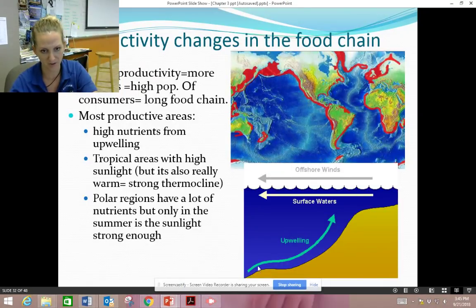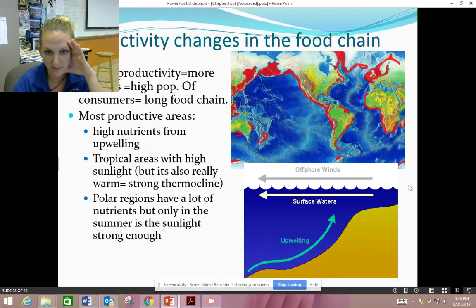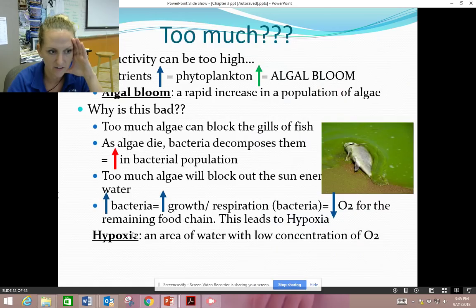Here's a picture of upwelling. So when you have offshore winds, it's coming from off the shore, right? Here's land, pushing water towards the ocean, pushing it away from the coast, pushing it away from the shoreline, pushing the water away. That's gonna cause a gap right here.